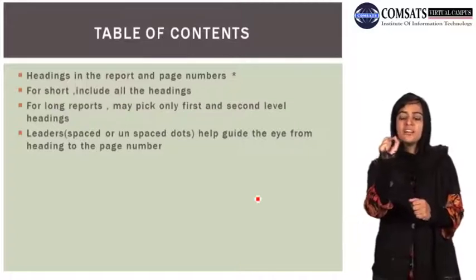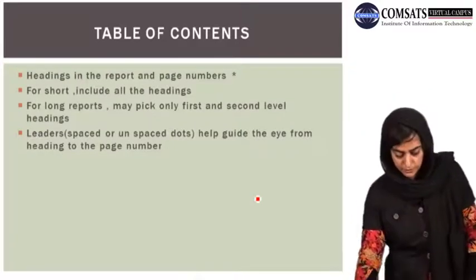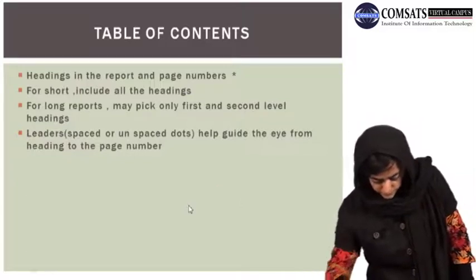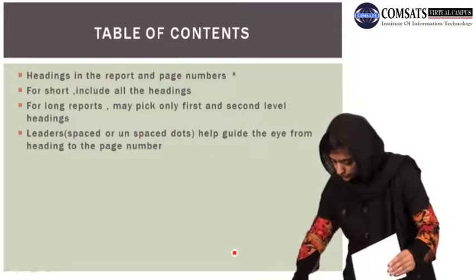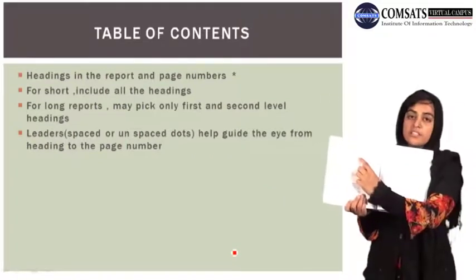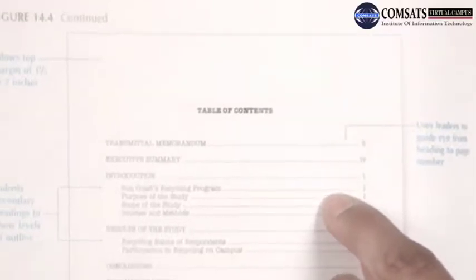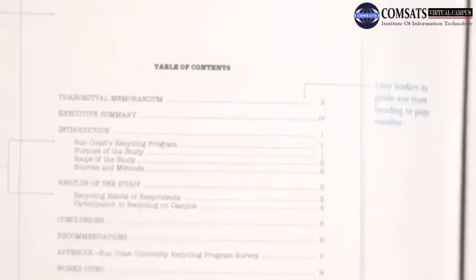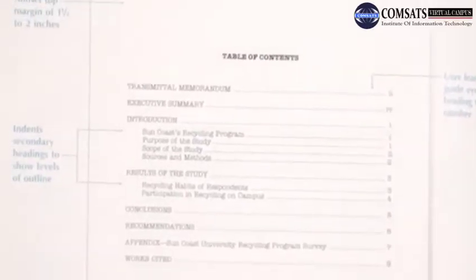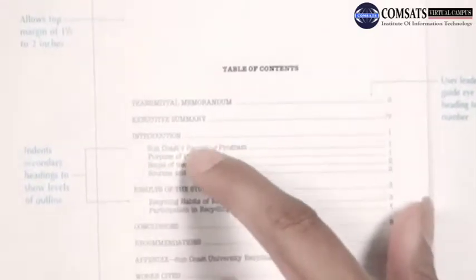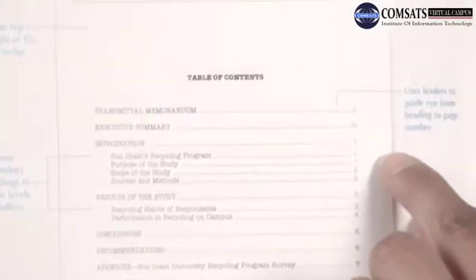Then remember one thing, students, the spaced or unspaced dots. How should I be showing them to you? Here, have a look. Kindly, if you can give me a close-up. These dots, moving from the heading to the page number, help basically the reader to tally the heading with the relevant page number. Which heading is on which page number, these spaced or unspaced dots will be helping the reader to create the link between this heading and the page number on which that heading is located.